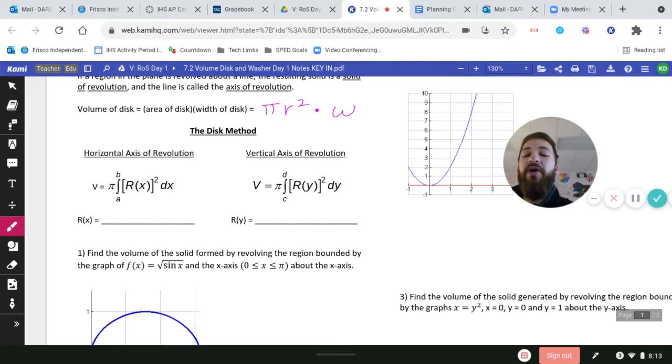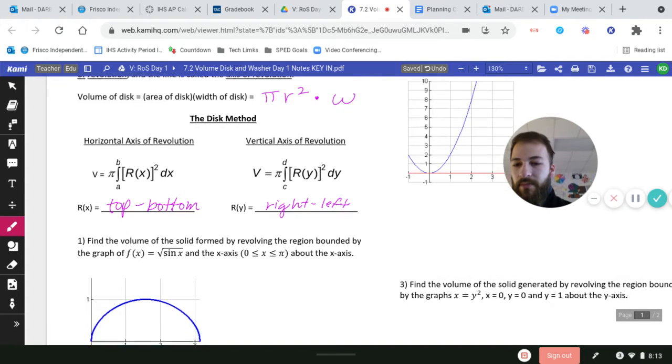Okay, so all we're doing is we're integrating that circle equation, that area of a circle equation, which is giving us volume. Okay, so to help you out as well, r of x, the radius, is equal to top minus bottom, just like it has been for all of what we've done so far in chapter 7. And then r of y is equal to right minus left. And of course, it's the exact same equation, just with r of y and dy instead of r of x and dx. Okay, let's actually look at an example.